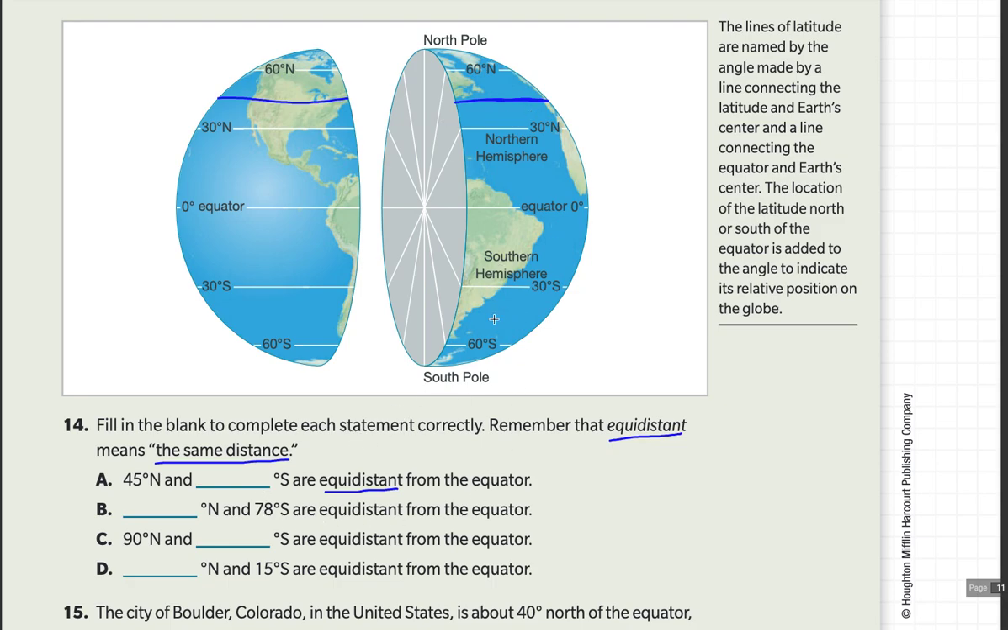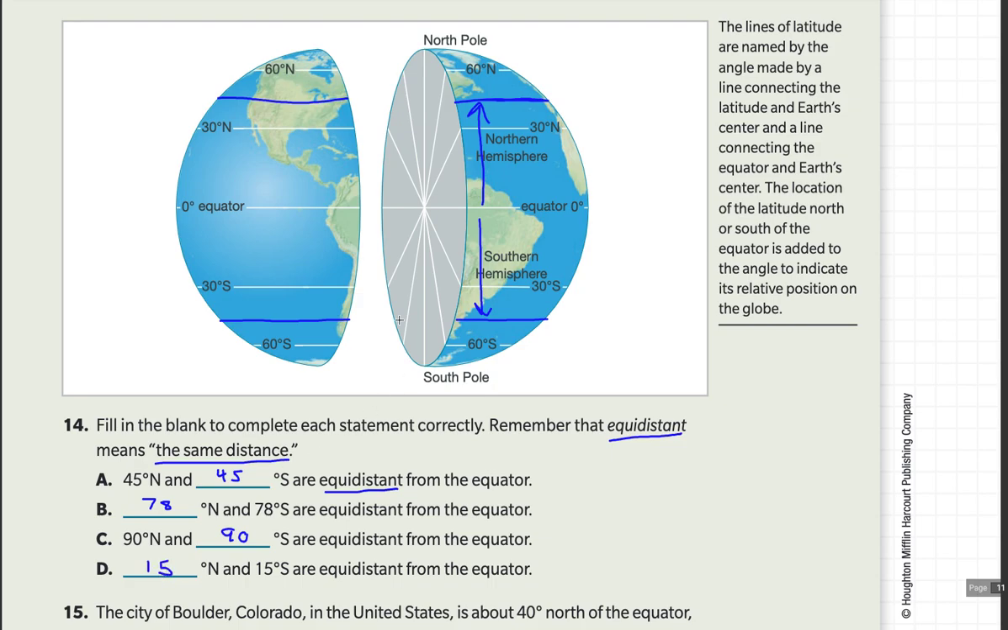And so that would be 45 degrees south, both the same distance away from the equator. So this is 45 degrees south. Something north and 78 degrees south are equidistant from the equator. Oh, so this is the same thing. So 78 degrees north and 78 degrees south are the same distance from the equator. 90 degrees north, and this would be 90 degrees south. Right, 90 north and 90 south are the same distance from the equator. And 15 north and 15 south.